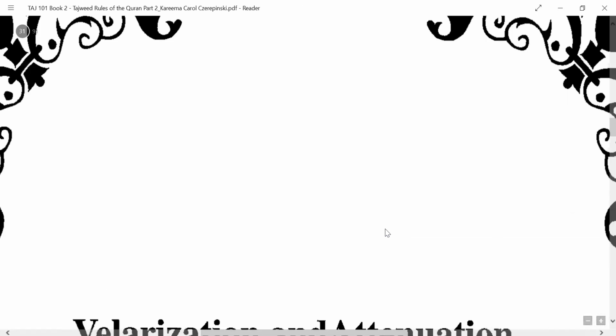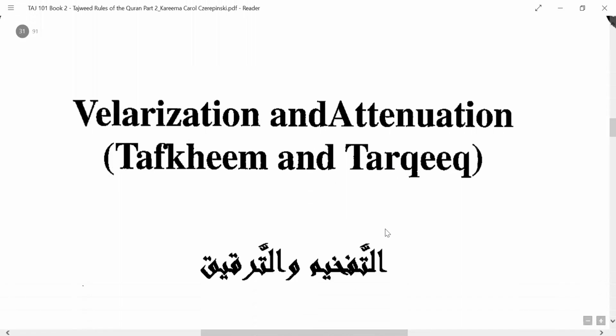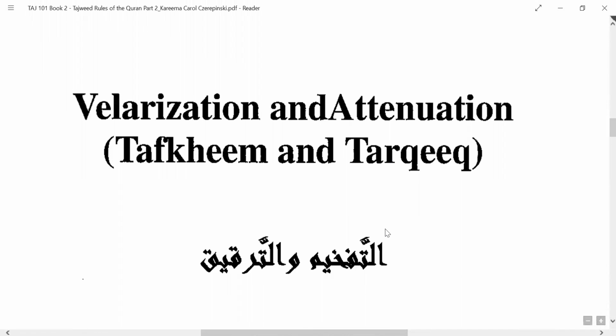And inshallah, here we end this chapter. The next chapter will be about valorization and attenuation, which is known as tafkhim and tarqiq.